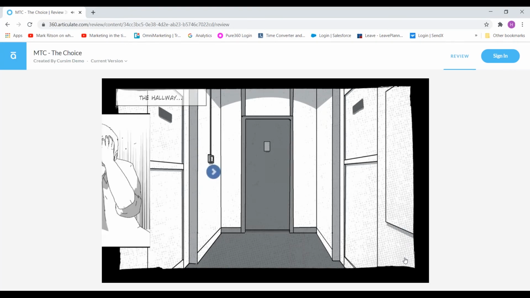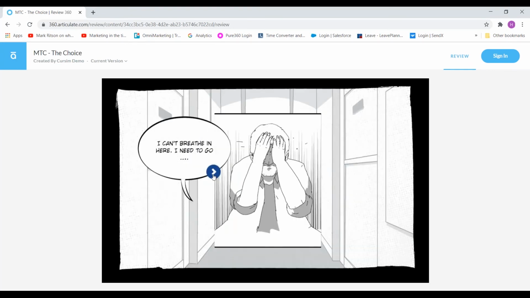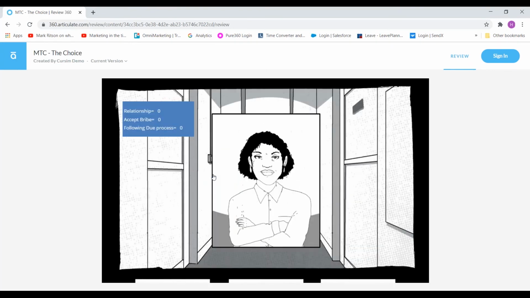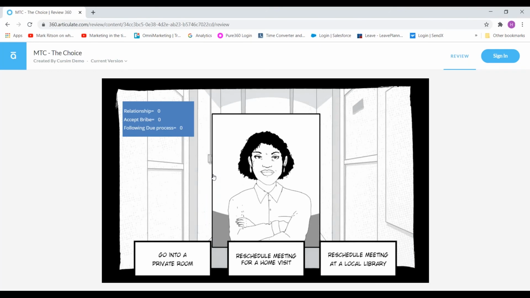And you'll see here, the service user is really struggling. And as the offender manager, you're set with a choice. This is a great example of really, really effective learning.